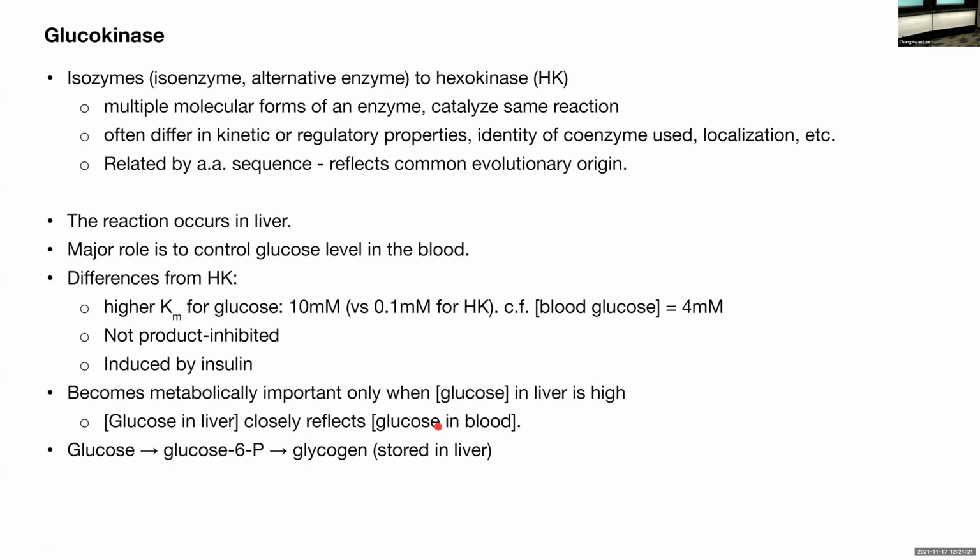If you consume a lot of sugars and things like that, your glucose level goes up in the blood, then it will actually reflect the glucose concentration in liver too, where the glucokinase will be activated to catalyze this process from glucose to glucose 6-phosphate. And it will eventually turn to glycogen in liver as a storage form.